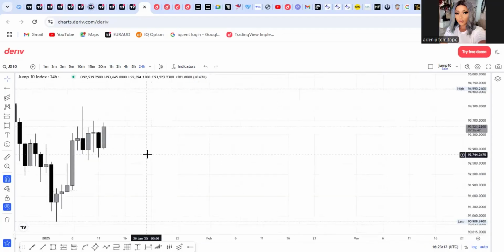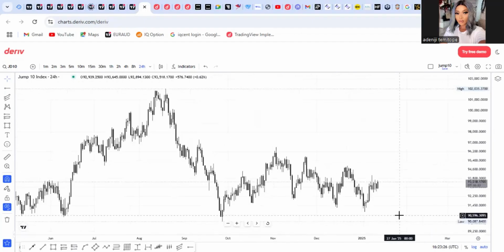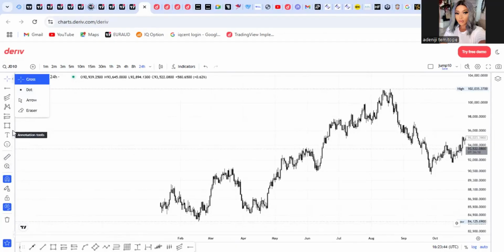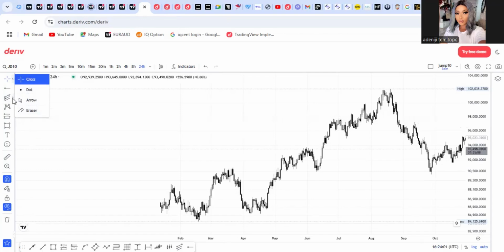Okay. Now, when I open this Jump 10 on the daily time frame, I like to look at price from the daily standpoint first to see the overall directional bias. Overall, we can see that Jump 10 is very, very bullish. What do I mean when I say bullish? When I use the word bullish, it simply means that price is trading in an uptrend, making fractal movement of higher highs and higher lows.